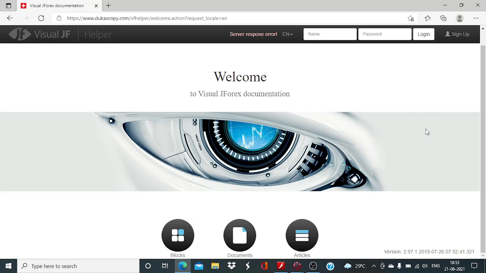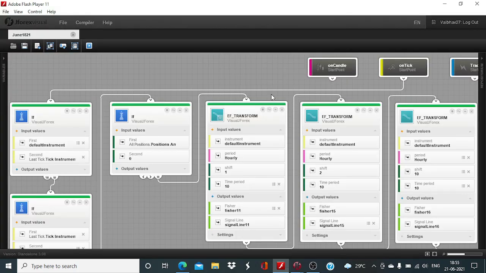Today's session of Visual JForex, we will be continuing to work with the indicator named Ehler-Fisher transform. This is the second part, and today the focus is going to be on completing the conditions for the execution of the buy trade. So now let us go to the Visual JForex board.